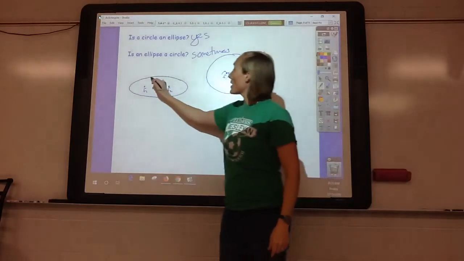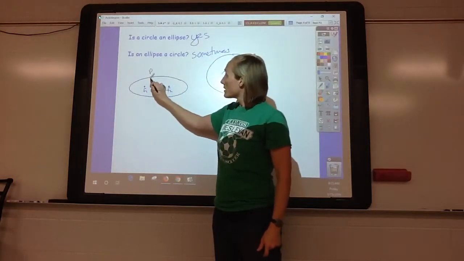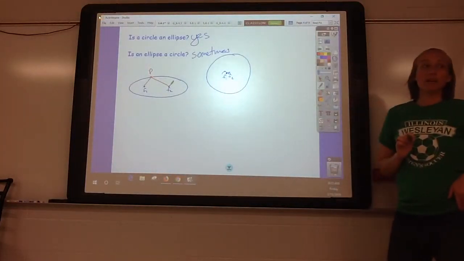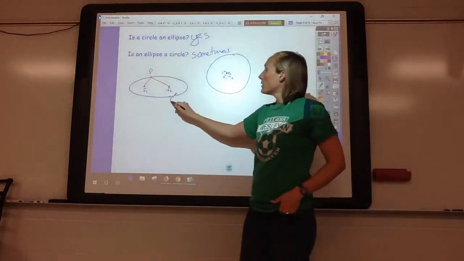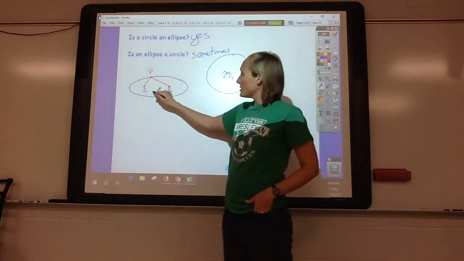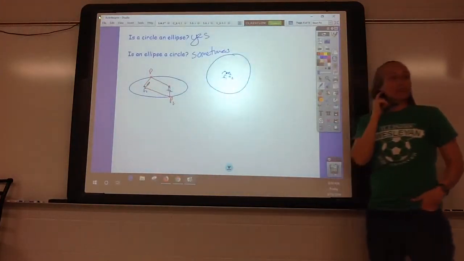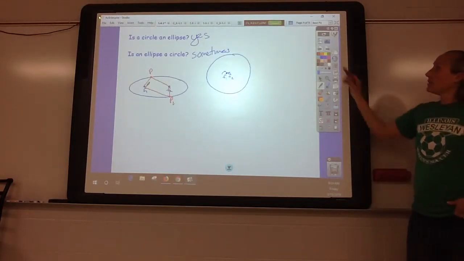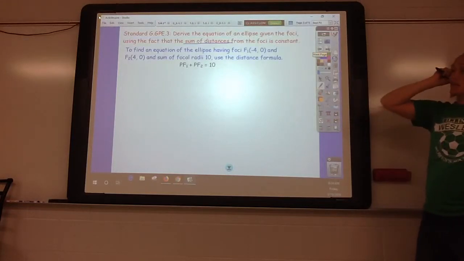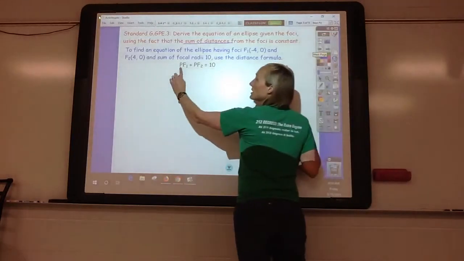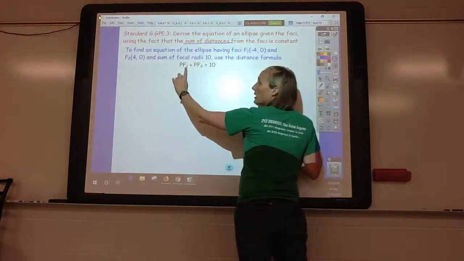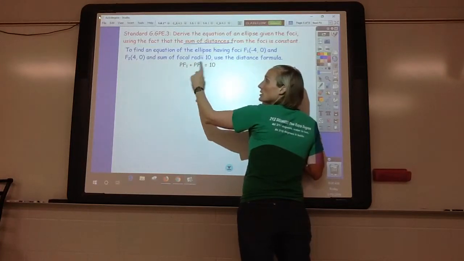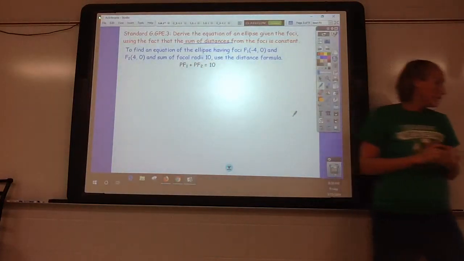I'm going to come back here and do this focal radii idea. If I put a point here, this and this add to a certain amount. If I put a point here, I'll call it P2, this and this add the exact same amount as that first set. So that's how you create an ellipse. So we can solve with this equation. What this is representing is the distance between P and F1 and the distance between P and F2. The sum of those is equal to 10. And that's what this is telling you up here.